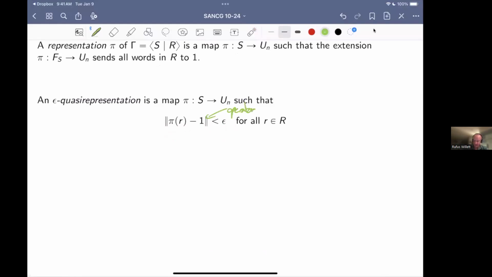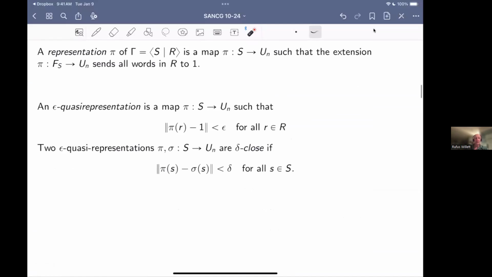Super important for today: all norms are operator norms. You can define epsilon quasi-representations in several different contexts. You could put other norms here depending on taste and what you're interested in. But for me today, they will always be the operator norms. People are very interested in other norms you can put on these. For example, you can consider the Hilbert-Schmidt norm here, which is the norm you get by squaring all the entries, adding them up and taking the square root, possibly normalizing, possibly not, depending on taste, but always the operator norm today.